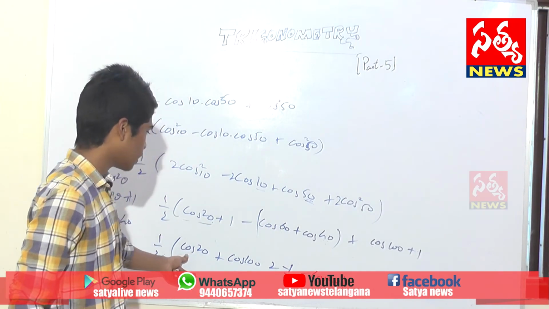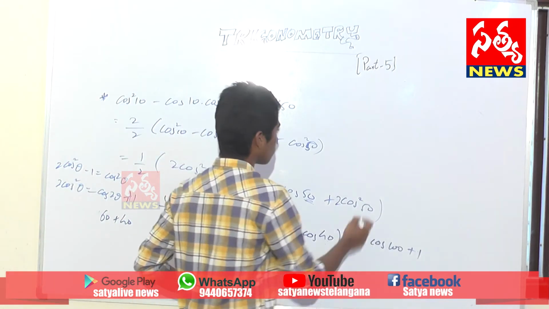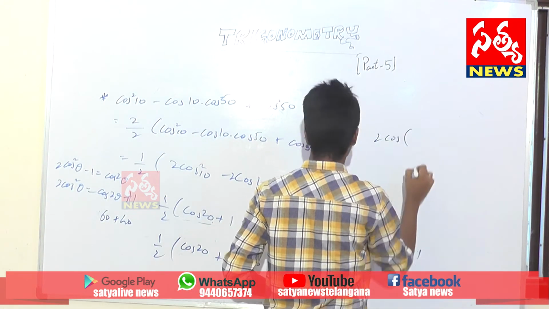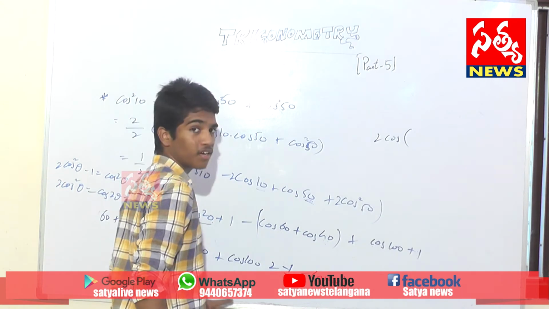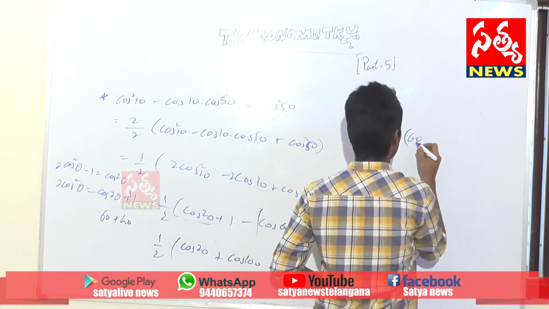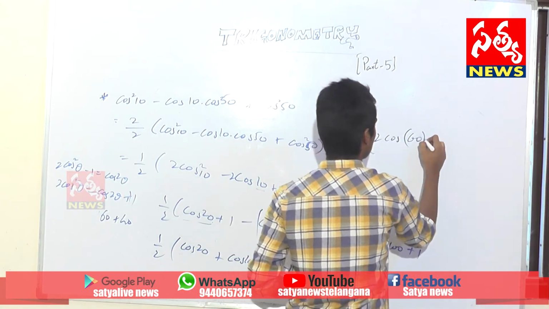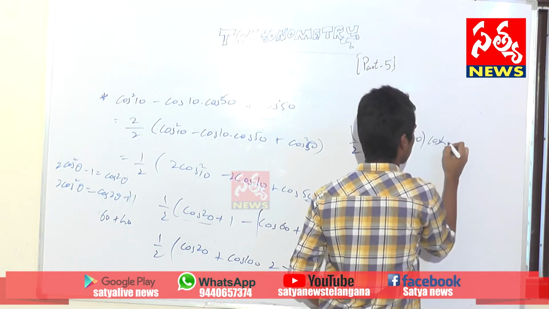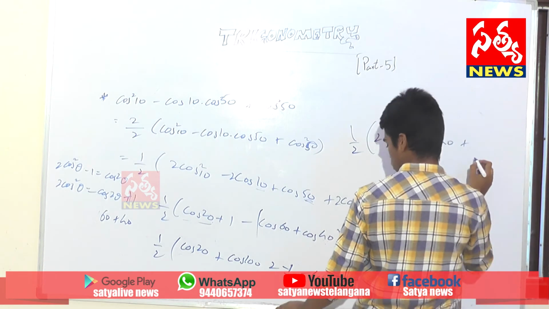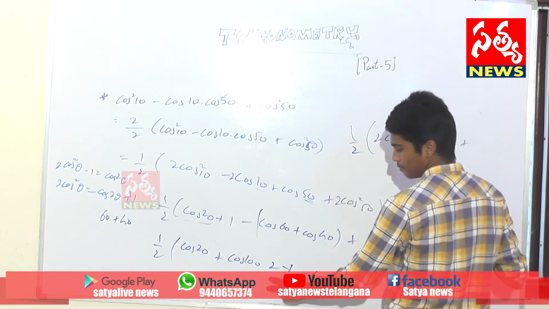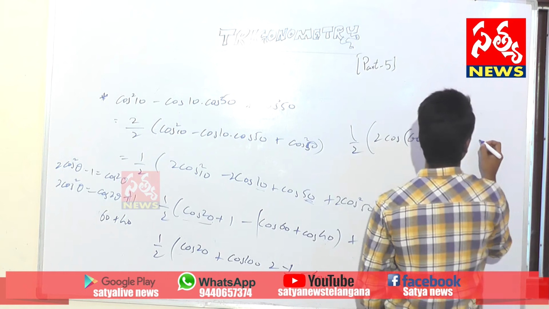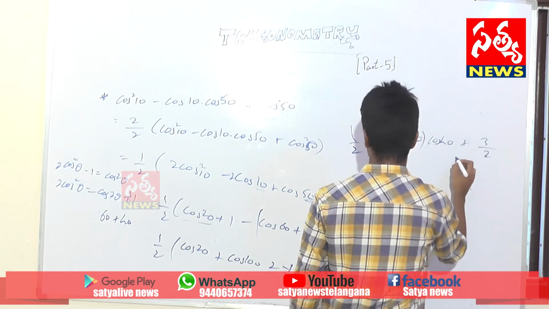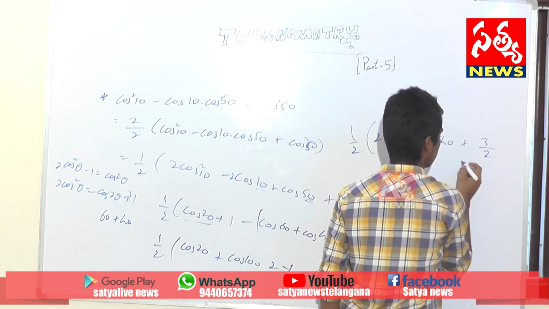Same here, we have to use again cos C plus cos D. 2 cos (100 plus 20)/2, 120 by 2 is 60, so 2 cos 60, times cos (100 minus 20)/2, 80 by 2 is cos 40, plus, if you take LCM, 2 2 is 4, 4 minus 1 is 3, you get 3 by 2, minus cos 40.